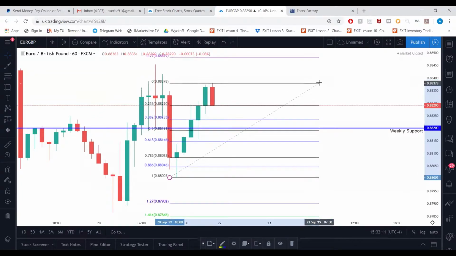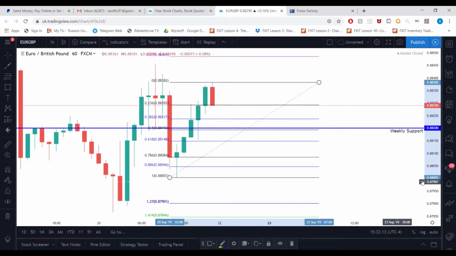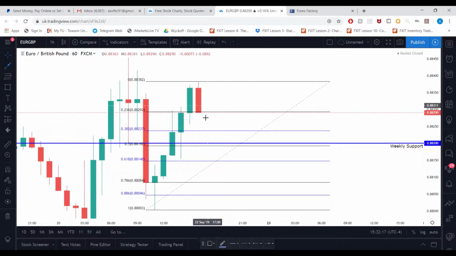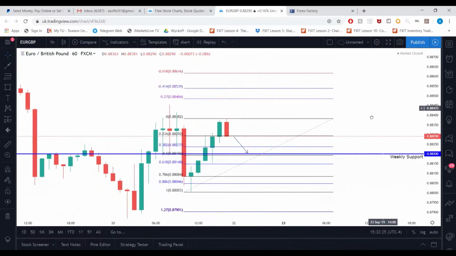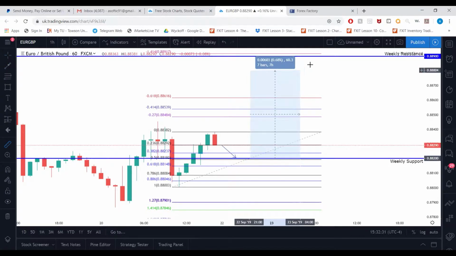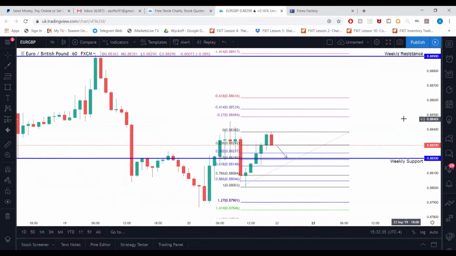So we just have to wait and see which level this will reject. I would love to see a rejection right here. It's a 50% retrace of Fibonacci and a weekly support. And this would be an amazing buy from here, right? If you target the next weekly resistance, that's 70 pips.